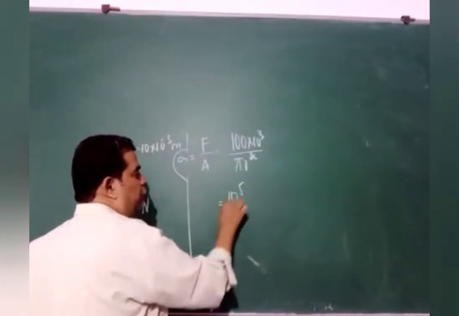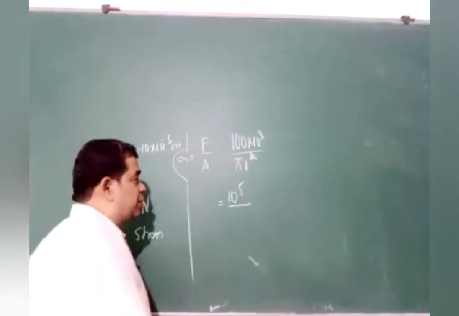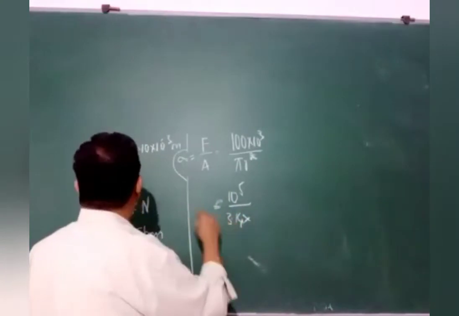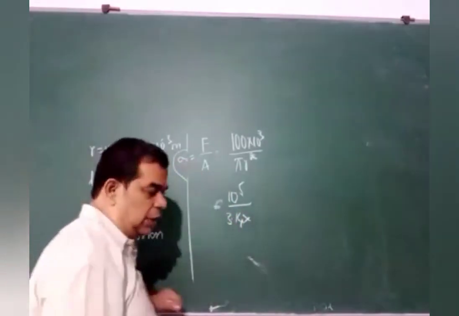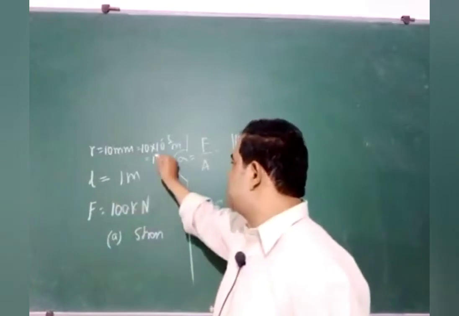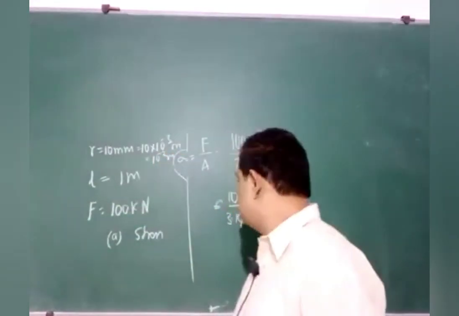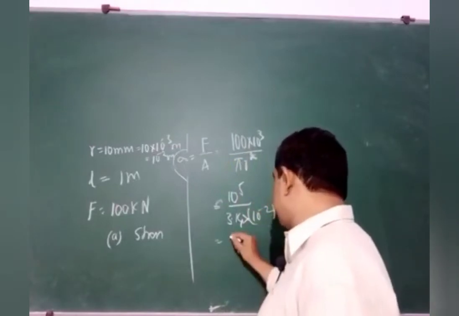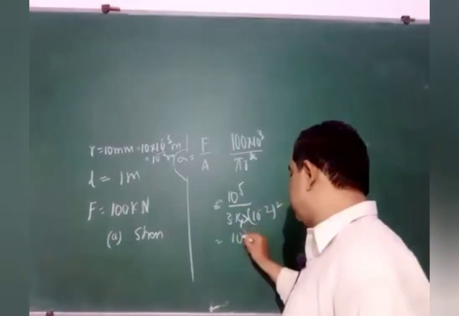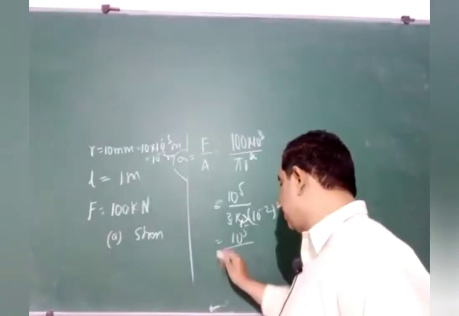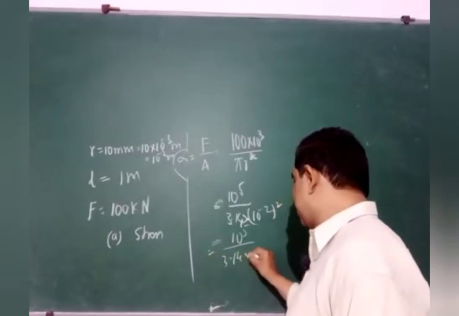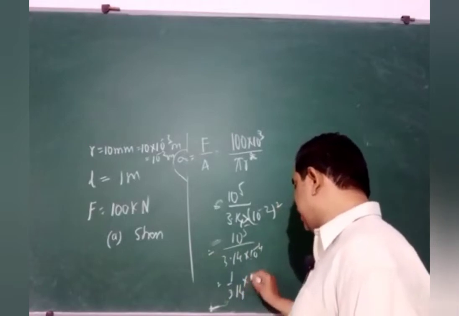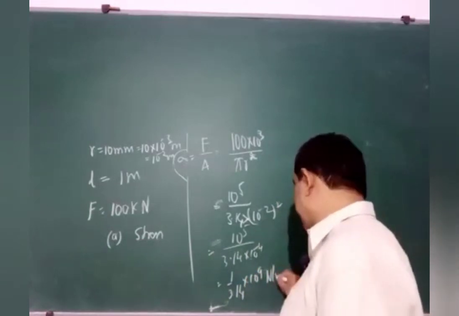100 means 10 raised to 5 in the numerator, because 100 is 10 square, and 10 square into 10 cube is 10 raised to 5. Pi is 3.14. R is 10 into 10 raised to minus 3, I can write here itself, 10 raised to minus 2 meter. So 10 raised to minus 2 whole square is 10 raised to minus 4. Observe, when you have powers like this, first simplify the powers, later on you can go for the calculation. That means 1 by 3.14, 10 raised to 9 Newton per meter square.